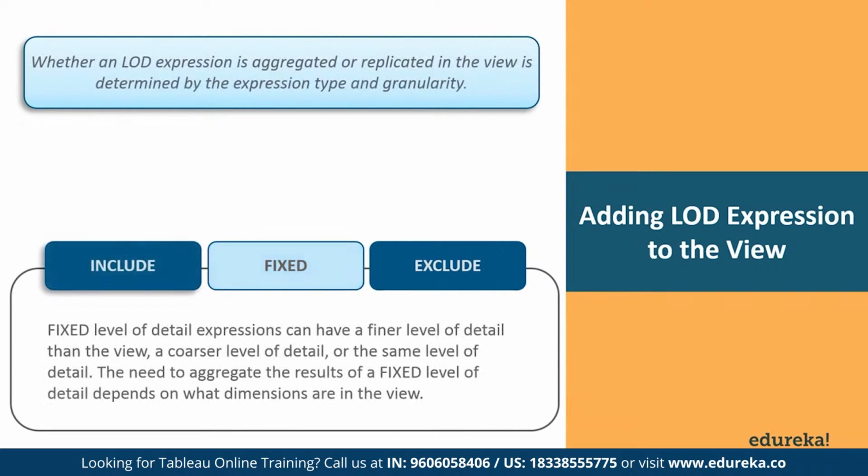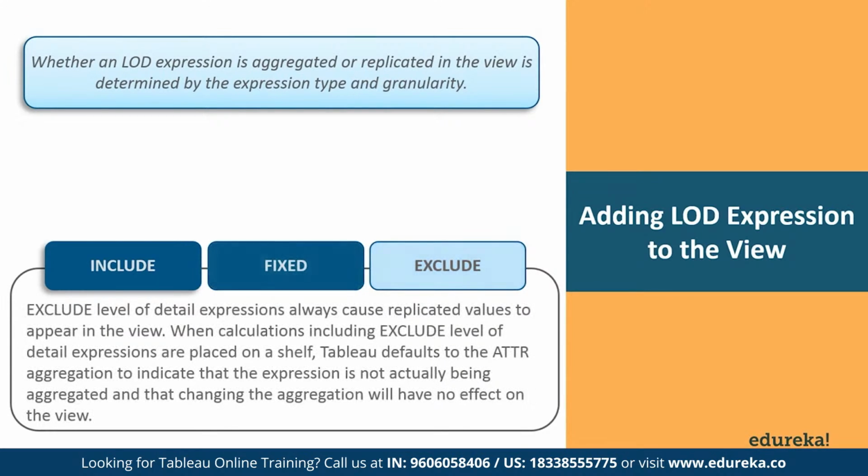Fixed level of detail expressions can have a finer level of detail than the view, a coarser level of detail, or the same level. The need to aggregate the results of a fixed level of detail depends on what dimensions are in the view. And finally, for exclude level of detail expressions, replicated values will always appear in the view as we had discussed before. When calculations include the exclude level of detail, Tableau defaults to the ATTR aggregation to indicate that the expression is not actually being aggregated and that changing the aggregation will have no effect on the view.